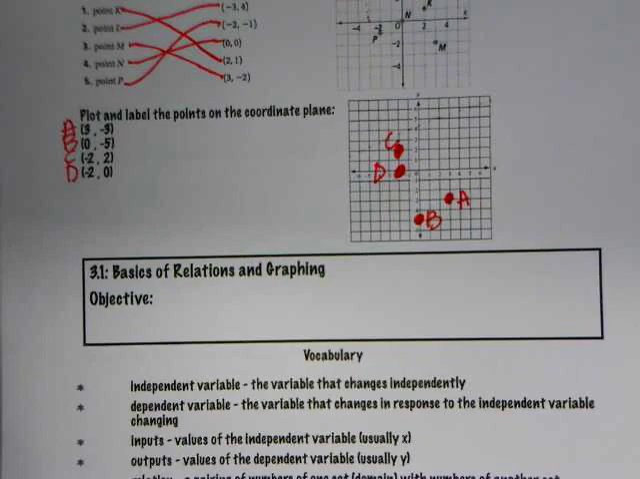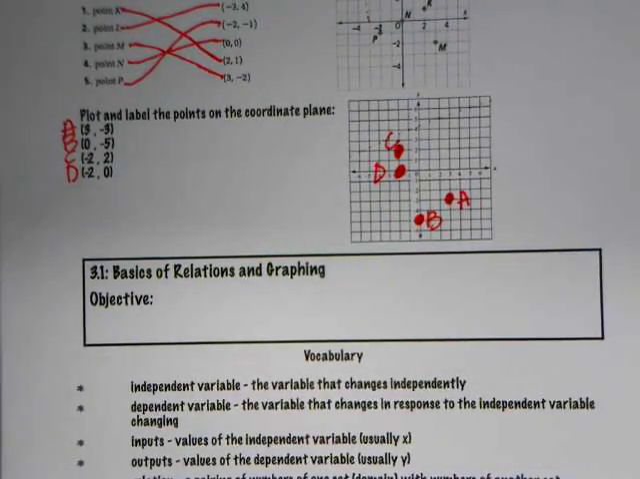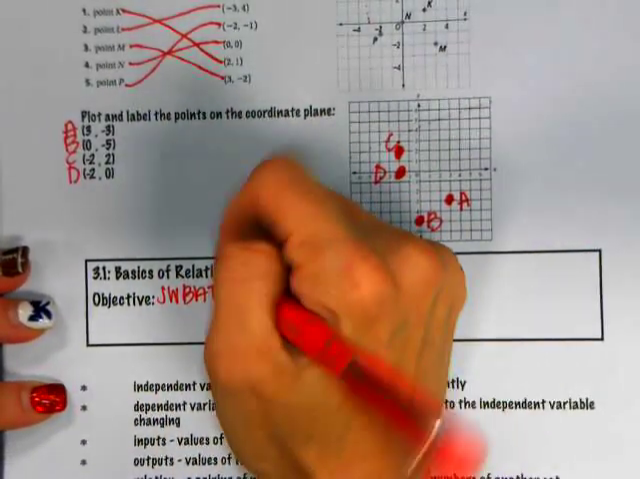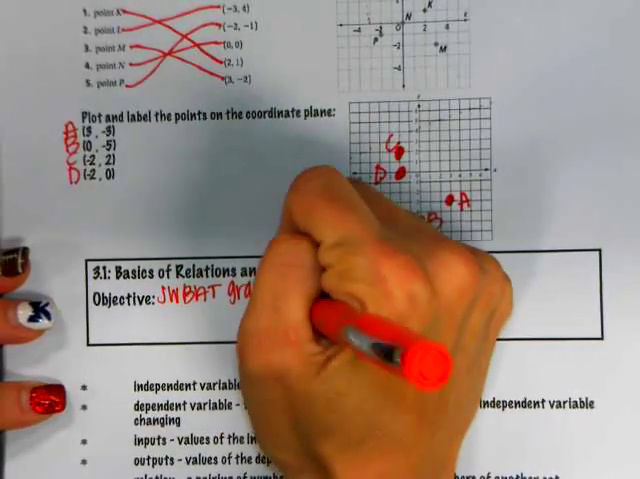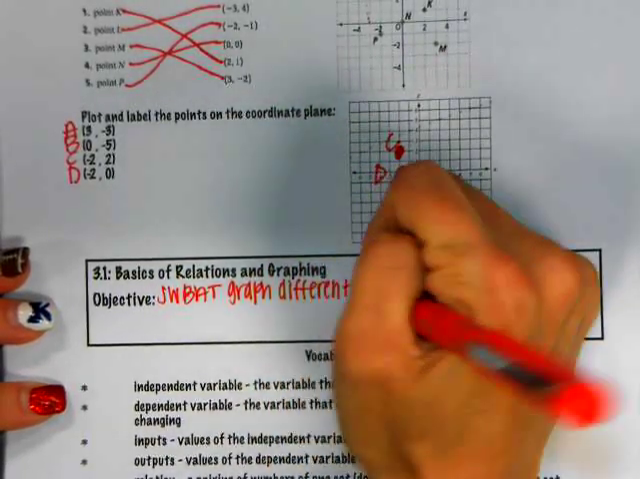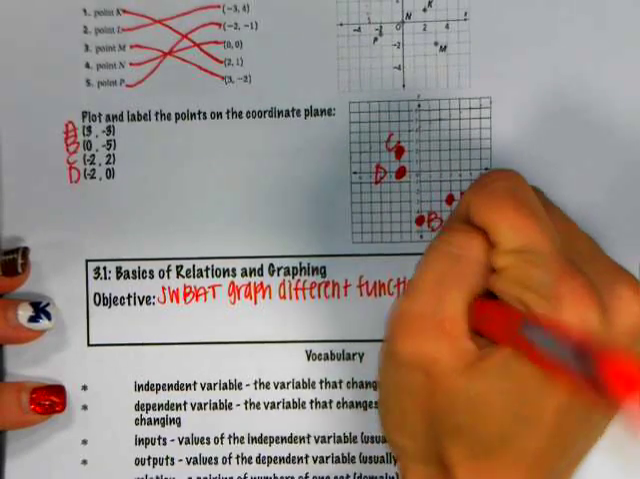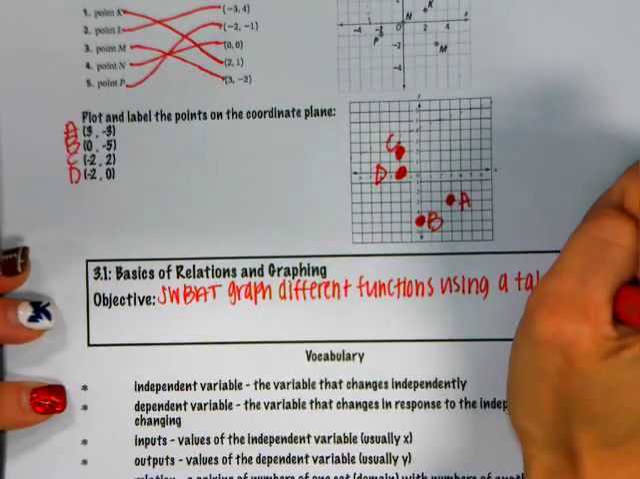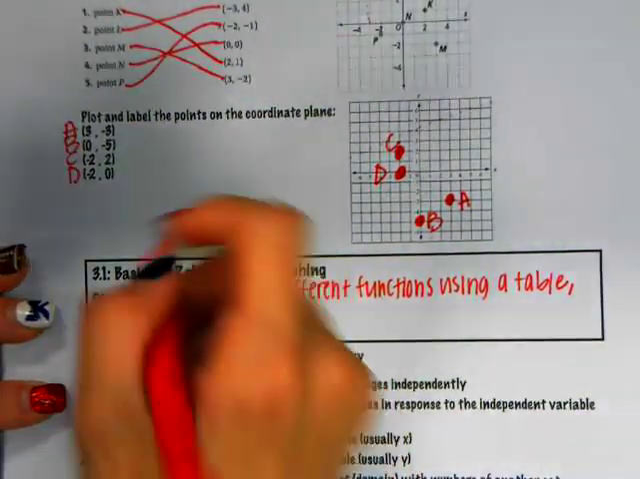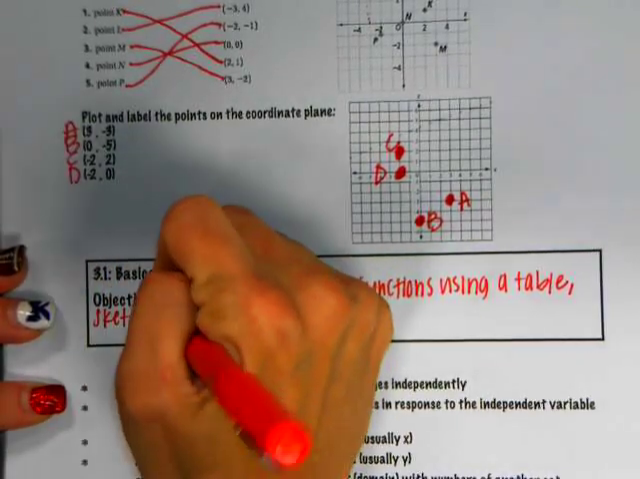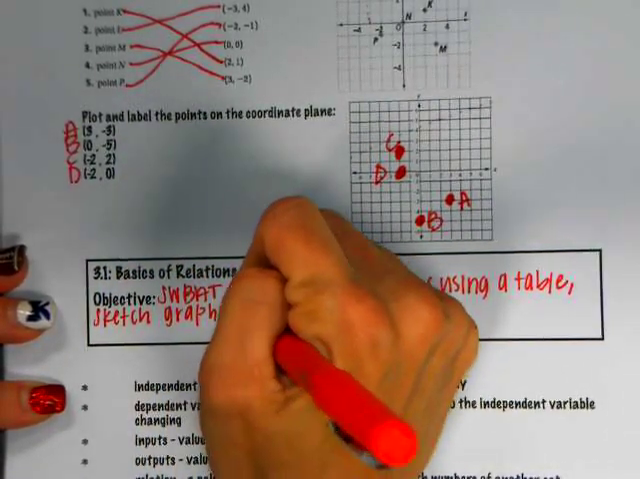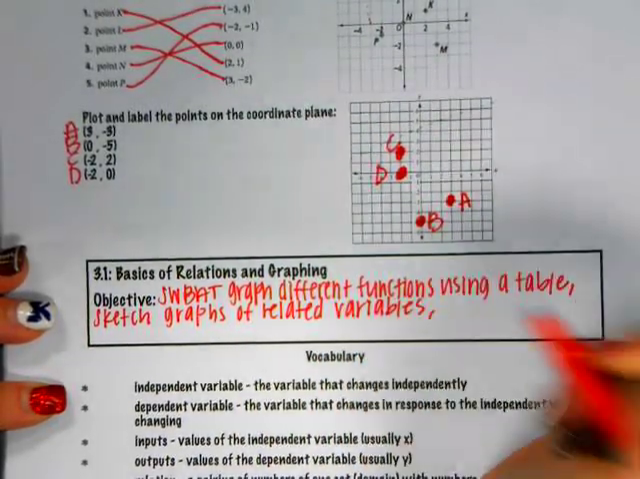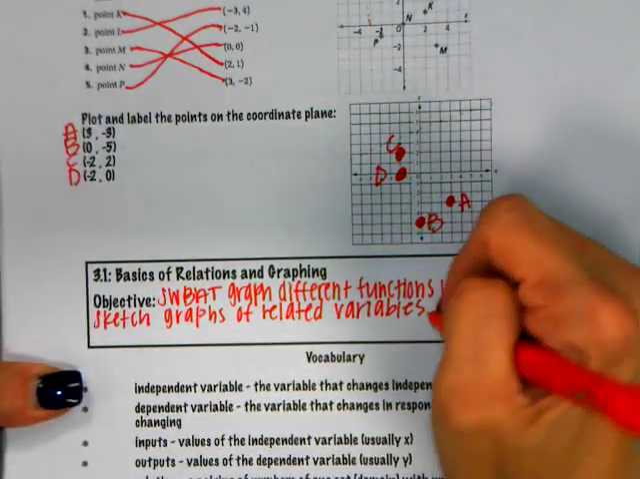So your objective for this one is students will be able to graph different functions using a table. Sketch graphs of related variables. And identify common mistakes on a graph.